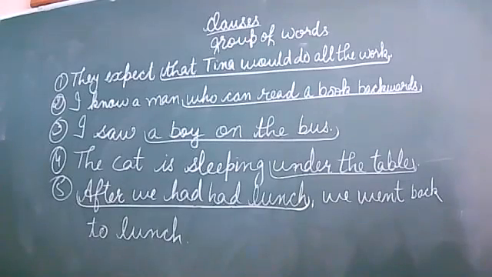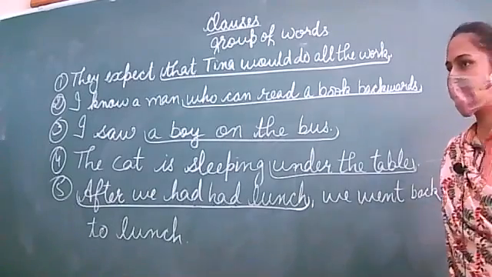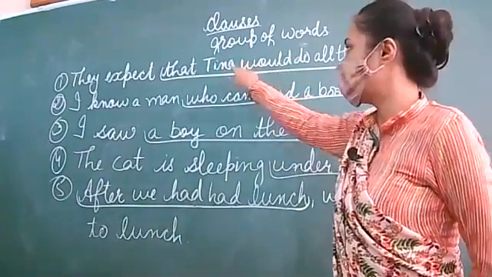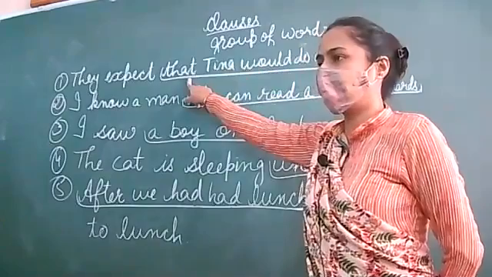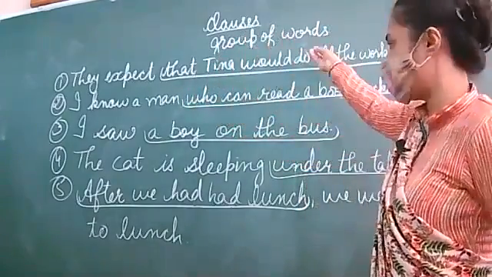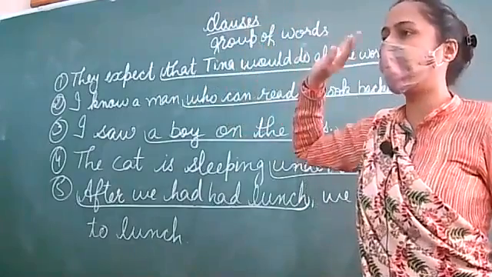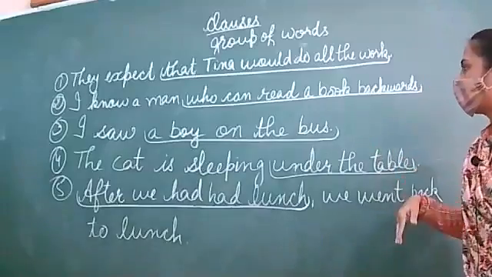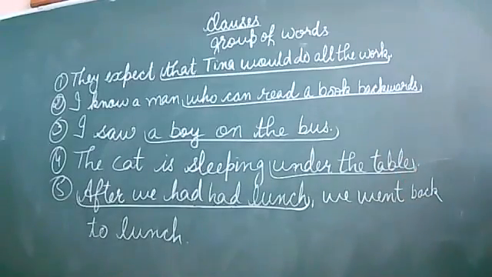Stand straight. Verb is there. Okay, one more thing. Verb is there. Definitely verb is included, right? Then we have the conjunction also, right? So basically finite verb is included. Got it? Okay, next is I know a man who can read a book backwards.